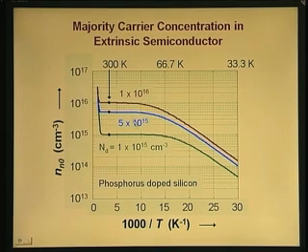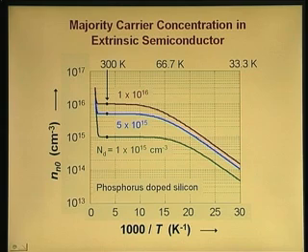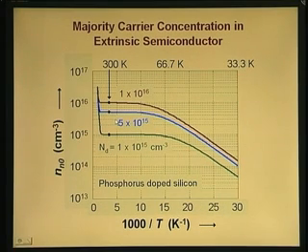So we will have to explain this behavior. How do you get a constant concentration of majority carriers over a certain temperature range, and how do you get straight lines when you plot log of concentration with reciprocal of temperature on the extremes of this range? So that is for low temperatures here and for high temperatures here. That is what we would like to explain.